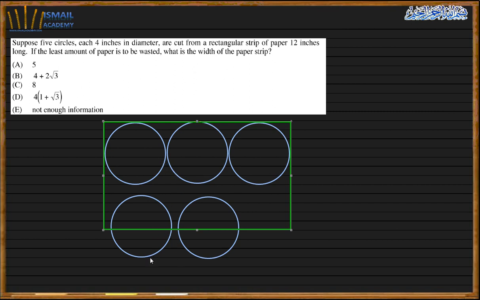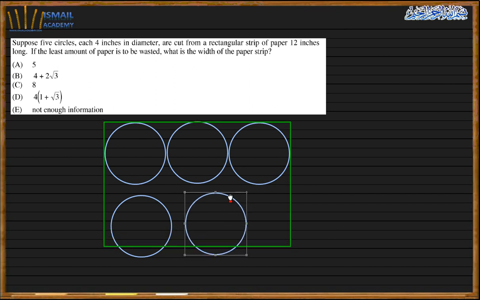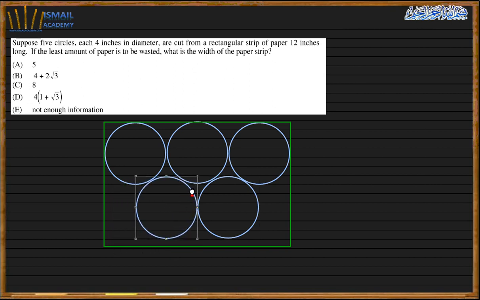Alright, so if the least amount of paper is to be wasted, what is the width of the paper strip? So I want to create the list. The list is when we do this. So in that case, we will waste less paper. So this is the minimum paper we can get to cut 5 circles.